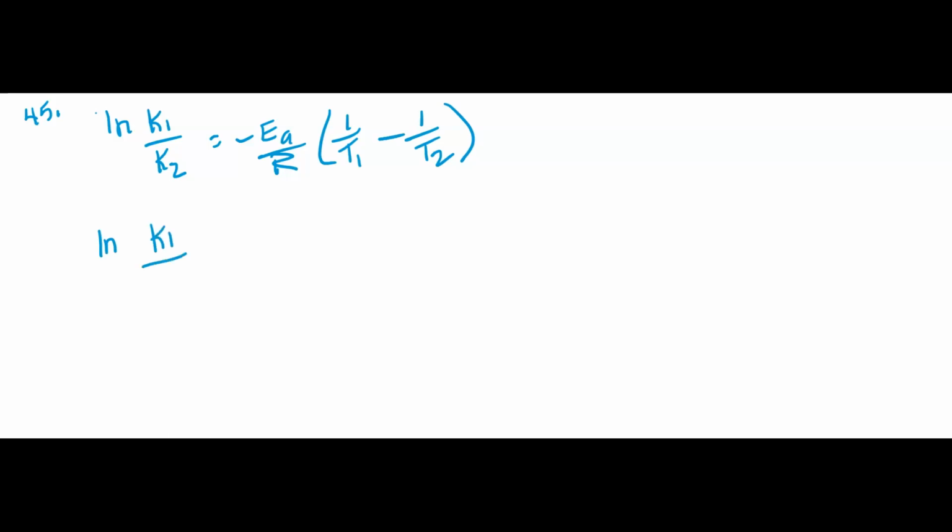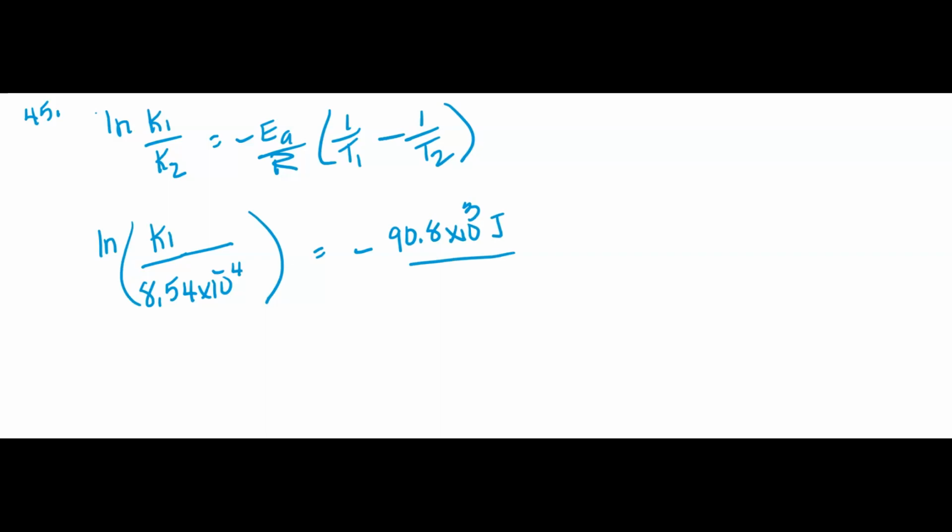I'm going to say the unknown is K1 and the known is 8.54 times 10 to the minus 4. And a negative sign. We know the EA. I'm going to turn it into joules though. You either turn EA into joules or you turn 8.314 into kilojoules. Either way. Joules, that's because 8.314 is in joules per mole Kelvin.